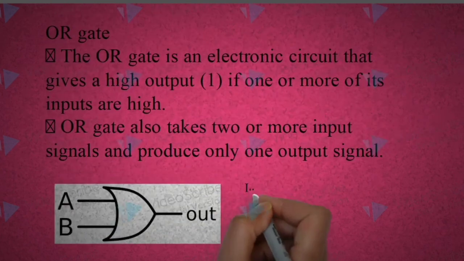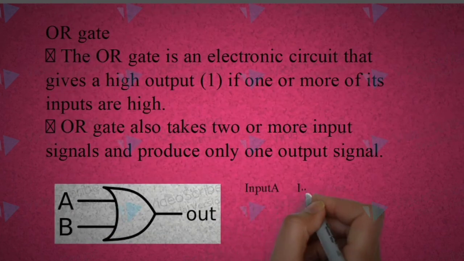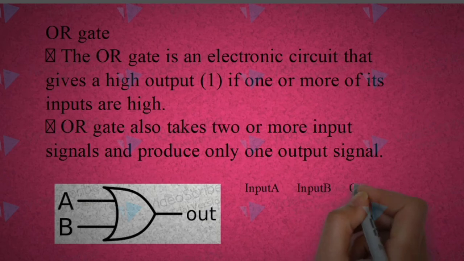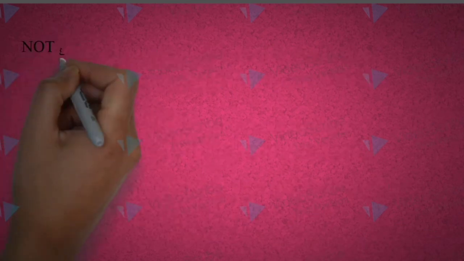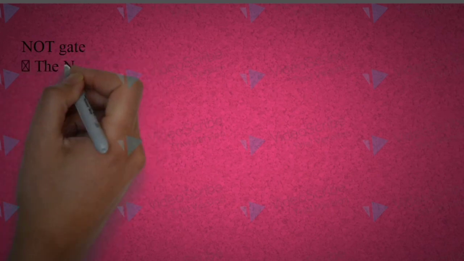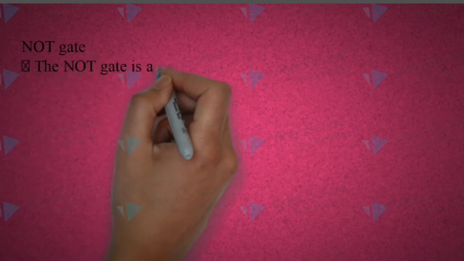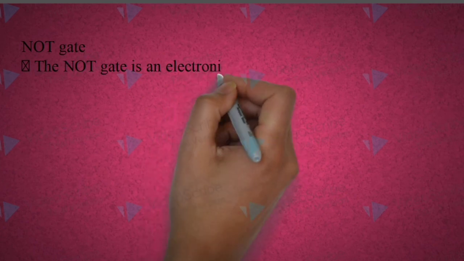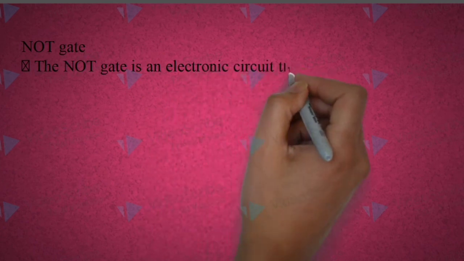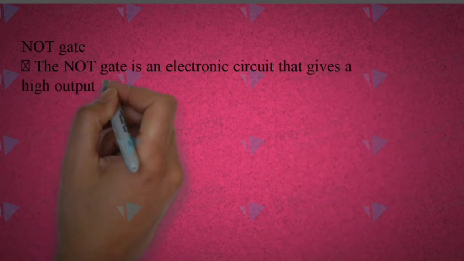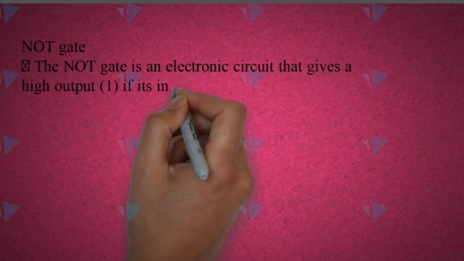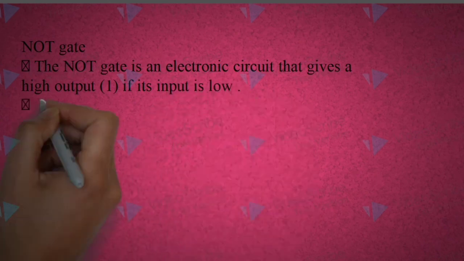And here we have the truth table for the OR gate. We have input A, input B and output. If either input A or input B is 1, then our output will be 1. You can see. Now the third one is our NOT gate. The NOT gate takes only one input, not more than one input, and it does the inverse of the input. Which means, if the input is 1, it gives the output 0. If the input is 0, it gives the output 1.